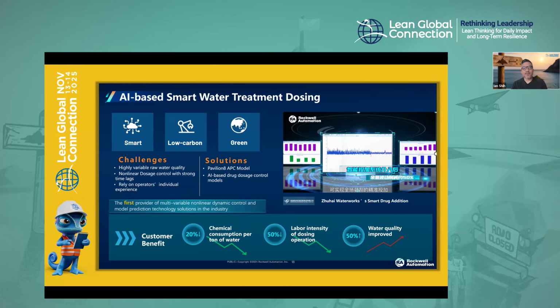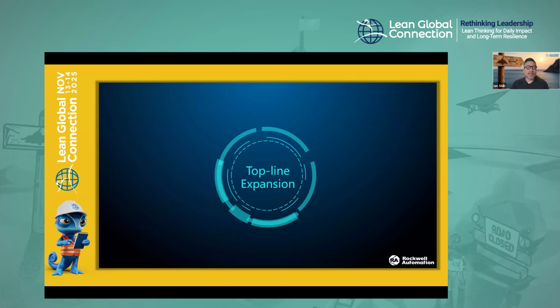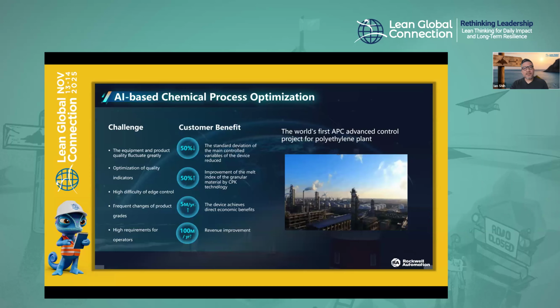We're trying to solve problems related to humans. But this exact same technology we end up using in the chemical plant, and that ends up helping them grow their top line. So this is the first example I wanted to share. This is the same technology being used in water treatment, and then on the chemical dosing side.